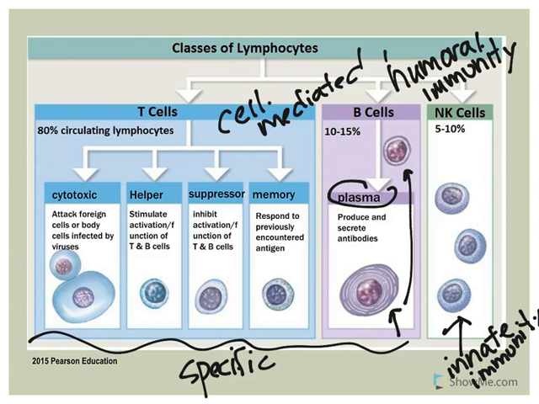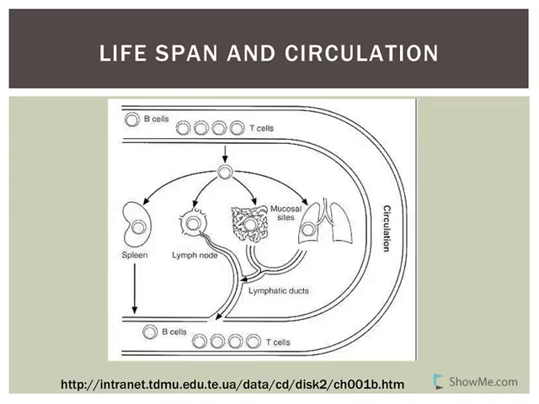Now, regarding the lifespan and circulation of those lymphocytes, as I mentioned previously, the majority of our circulating lymphocytes, about 80%, are T cells. Most of our B cells and T cells, though, are in lymphatic tissues or lymphatic organs. The T cells do circulate faster than the B cells.